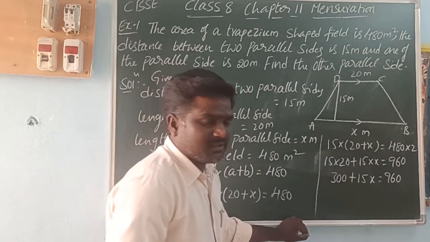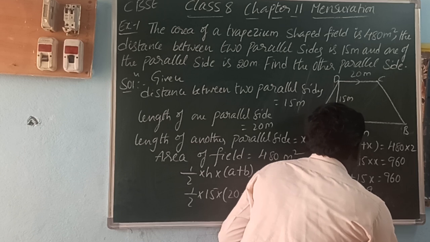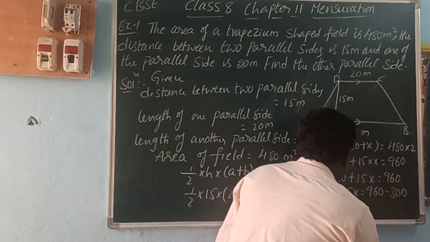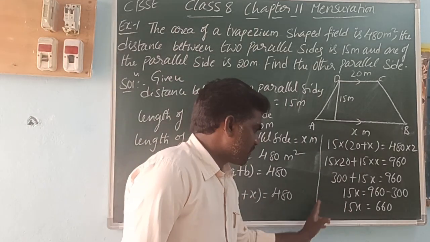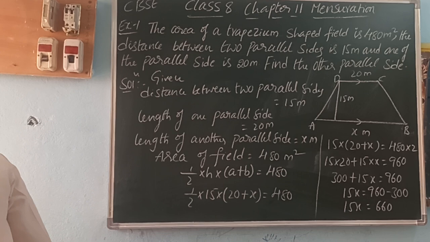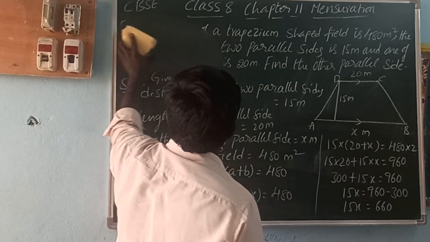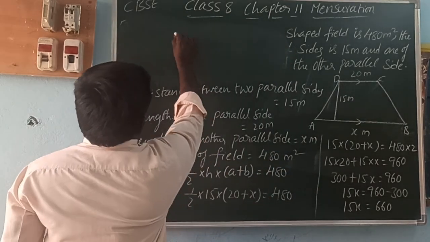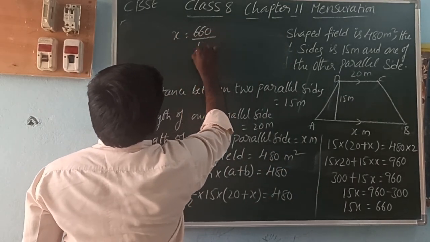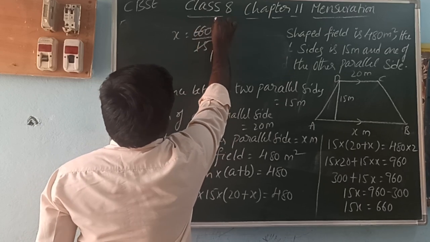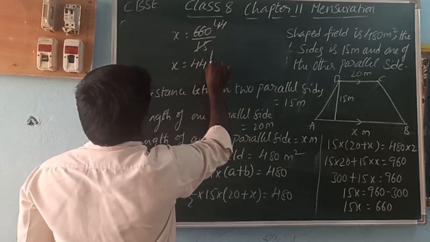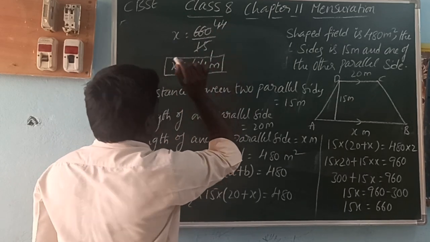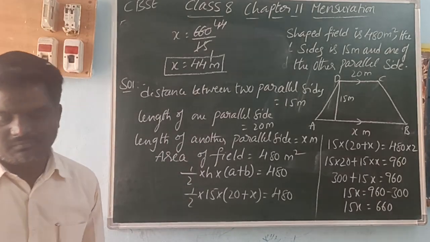So plus 300 is going to go across as minus. So 15x is equal to 960 minus 300. So 15x is equal to 660. Here the 15 multiplied is going to go across as divide, so x is equal to 660 by 15. 15 ones are 15, 15 fours are 60. Again 15 fours are 60. So x is equal to 44 meter. So the length of the other parallel side is 44 meter.